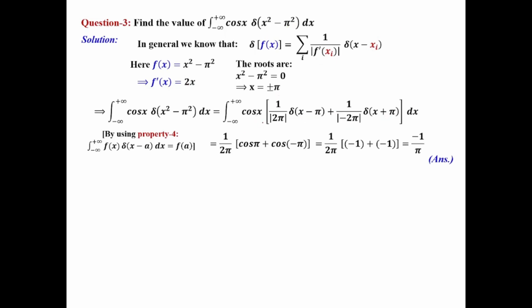Now here we can get two integrals. This integral, and another integral is this one multiplied with cos x. Just apply the fourth property. If I apply the fourth property, this will be cos π and this will be cos(−π), and this mod value, 1 by 2π mod, 1 by mod of −2π, is always positive, 1 by 2π. Considering the first integral and applying the fourth property, it will be cos π, and for this case it will be cos(−π), right? cos π is −1, and as cos x is an even function, cos(−π) is itself cos π, whose value is −1, so the answer we get is −1 by π.